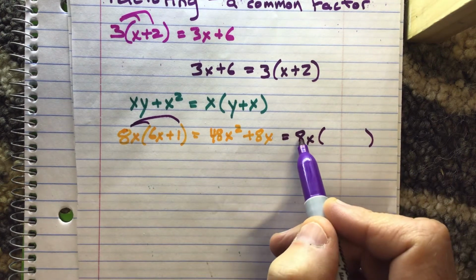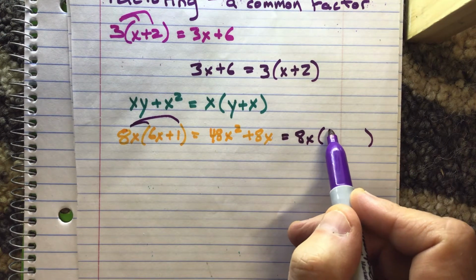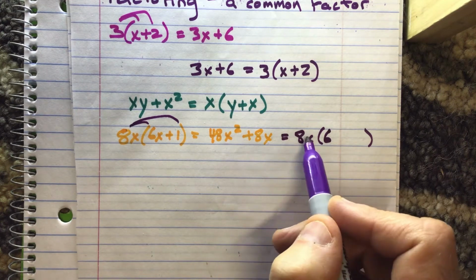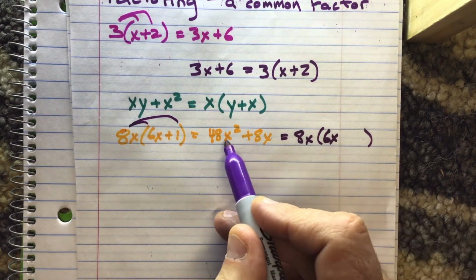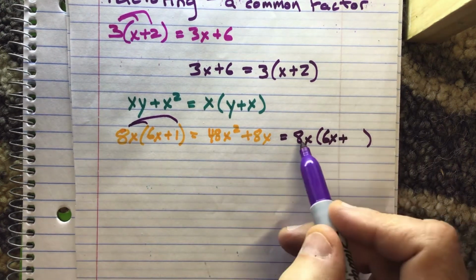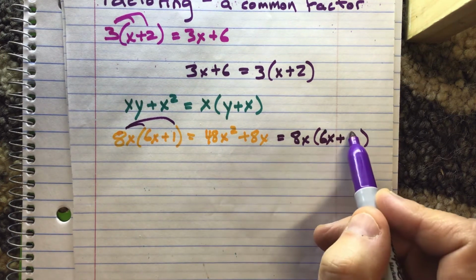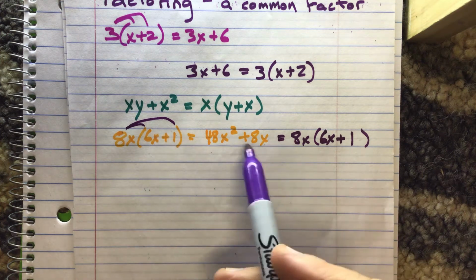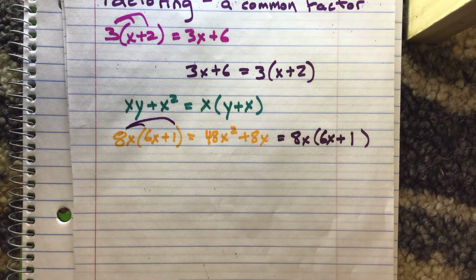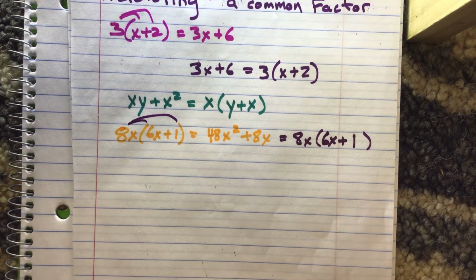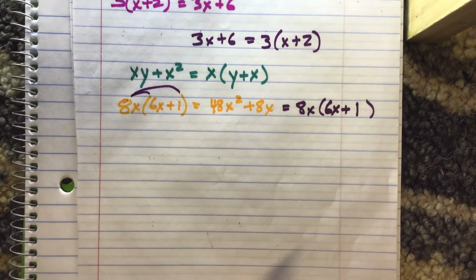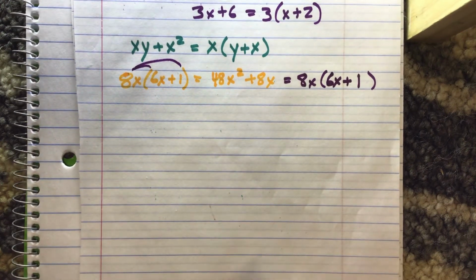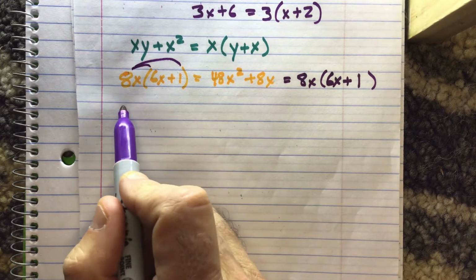And then 8 times 6 times 8 is 48. X times x is x squared. And plus, what can I multiply 8x by to get 8x? It's 1. So that's working backwards. So this is distributing, this is factoring out a common factor. There are other types of factoring which we're going to talk about later on, but for now this is what we're doing. Okay, and then let's look at a little bit more difficult example.